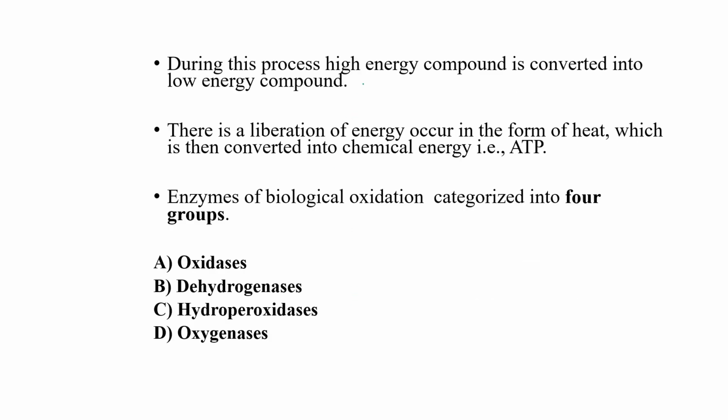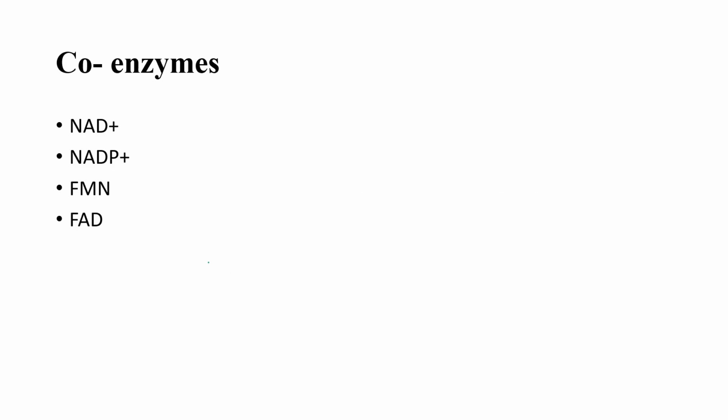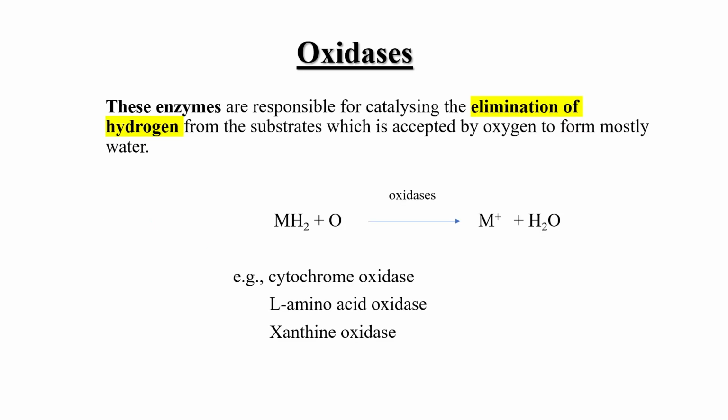During this process, high energy compound is converted into low energy compound. So there is a liberation of energy in the form of heat, which is then further converted into chemical energy, meaning ATP. There are certain groups of enzymes involved in this conversion, like oxidases, dehydrogenases, hydroperoxidases, and oxygenases. And some coenzymes are also involved in this biological oxidation, like NAD, NADP, FMN, FAD. These are certain coenzymes which are involved in this biological oxidation.